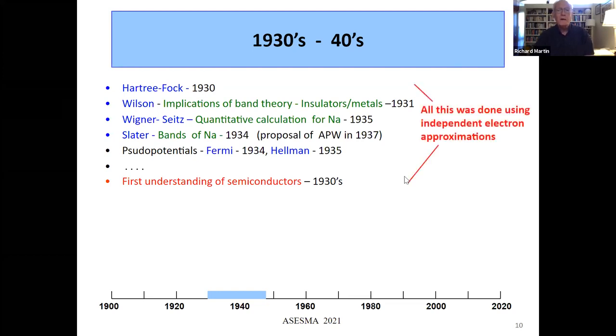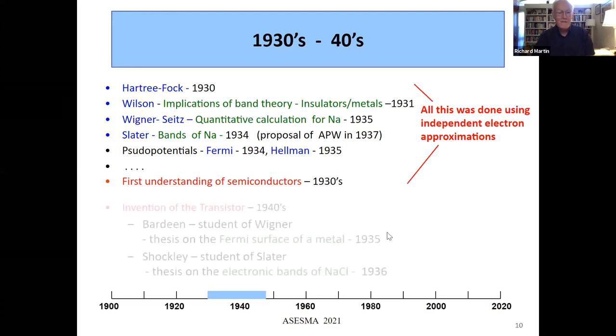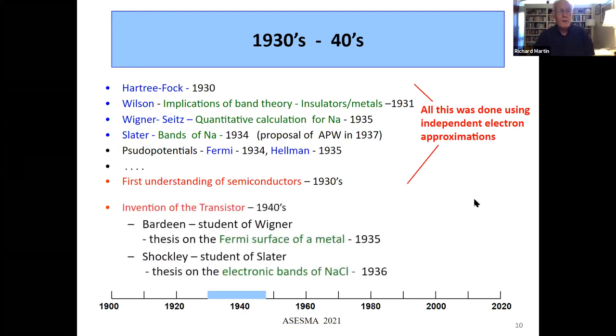And all this was done using independent electron approximations, but very cleverly choosing which independent electron problems you were working on. And I have a little interesting addition. Two of the people that were involved in the invention of the transistor were Bardeen and Shockley. Bardeen was a student of Wigner, and his thesis was Fermi surface of metals. Shockley was a student of Slater, and his thesis was calculating the electronic bands of sodium chloride. So people in this business made important contributions.